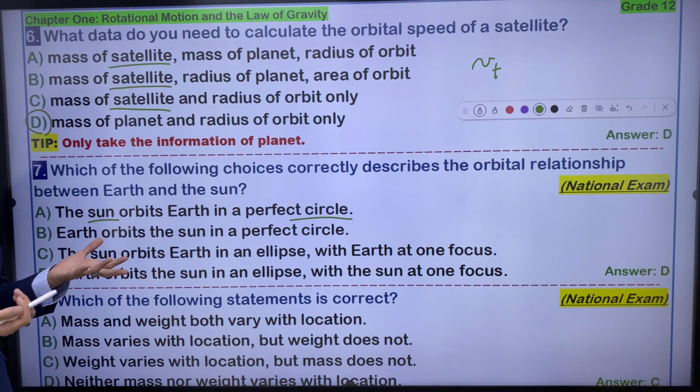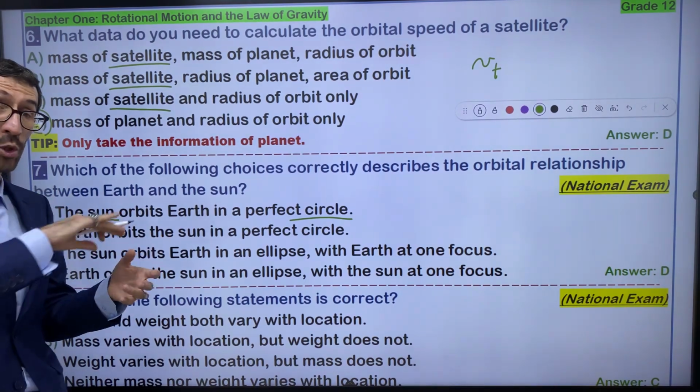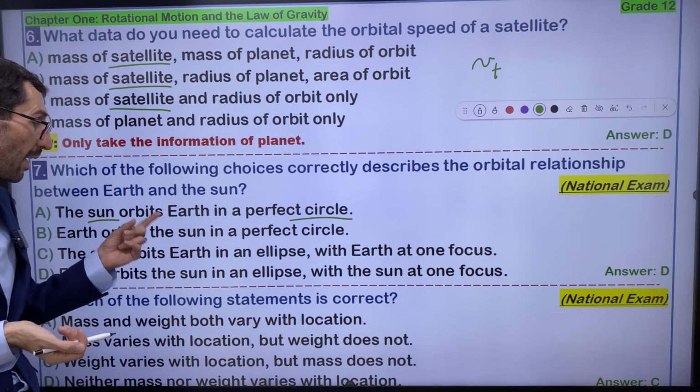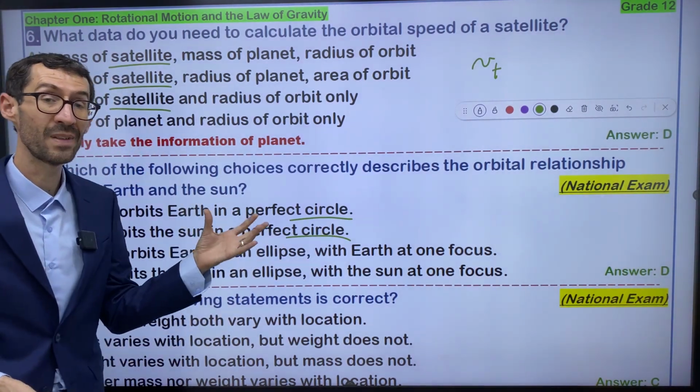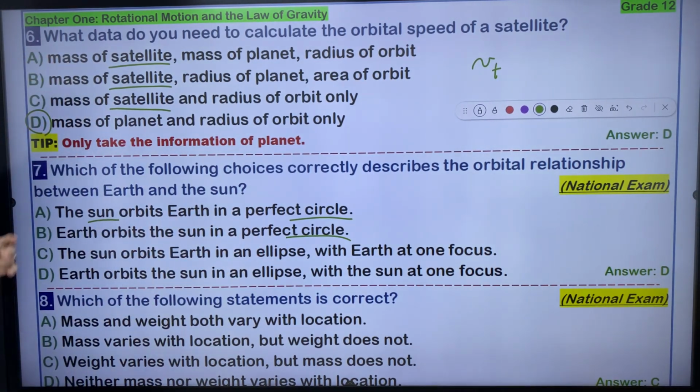Earth orbits the sun. Yeah, Earth is smaller than the sun. That's why it orbits it, no problem. But it says in a perfect circle. So we don't buy the second part of the statement. That's why it's wrong. C.